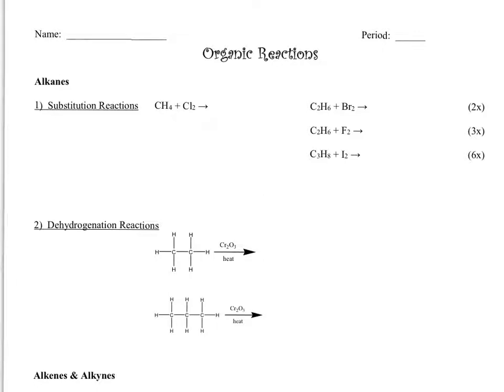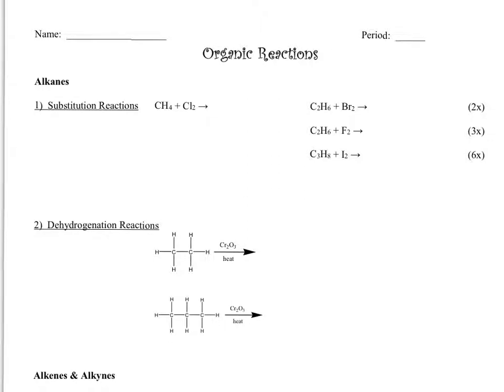Hello, my organic chemists. Today we are going to talk about organic reactions. There are many hundreds of organic reactions, but we are only going to talk about just a few of them, I think 6 of them this year. So the first 2 types of these organic reactions we're going to study happen with alkanes.